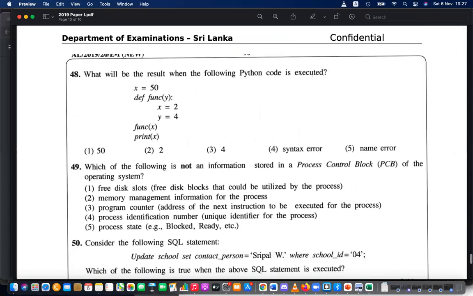One question is given in Python. x equals 50, def function with y, x is 2, y is 4. Function x is executed again. Function x means 50. Then printing this. The function is executed with 50. 50 is given, meaning y is 50.